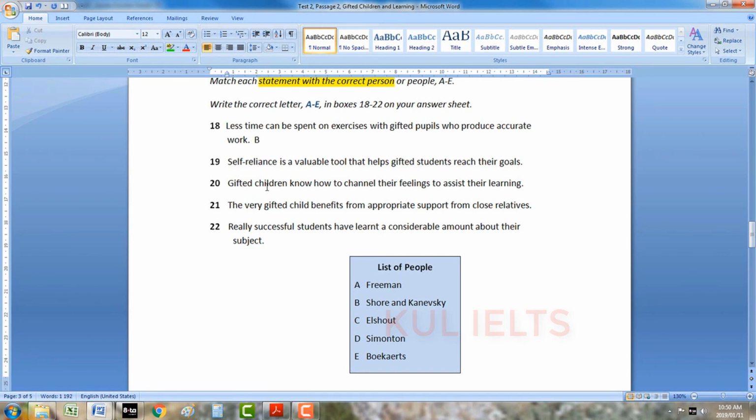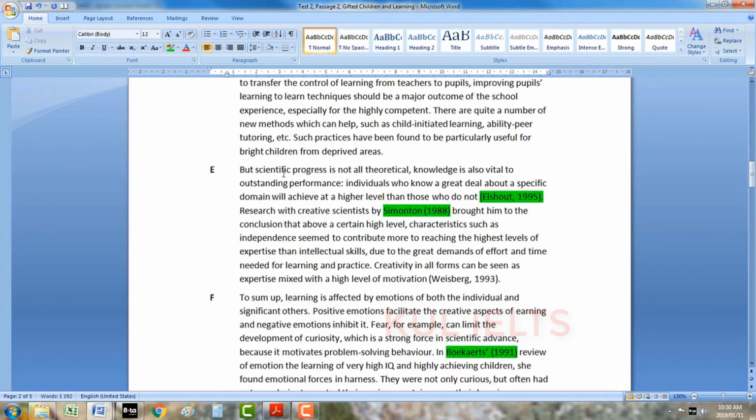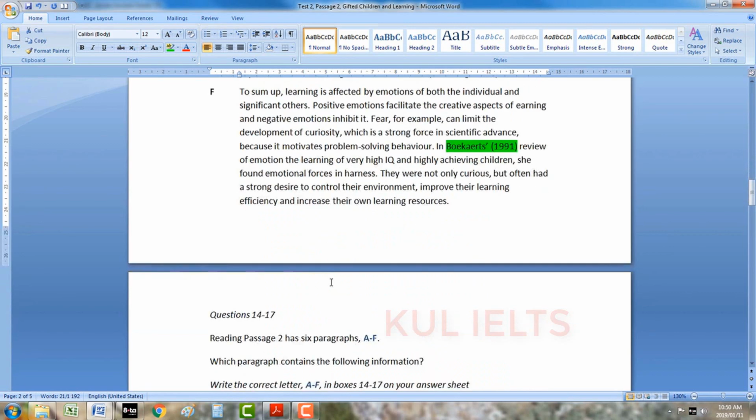Right, self-reliance. No, now we go to Elshart. Blah, blah, blah. Up to the colon, you don't need it. This is what they say. Individuals who know a great deal about a specific domain will achieve at a higher level than those who do not. So if you know about something, you will achieve at a higher level.